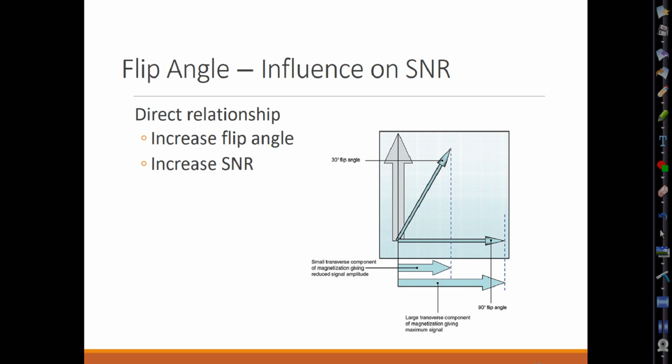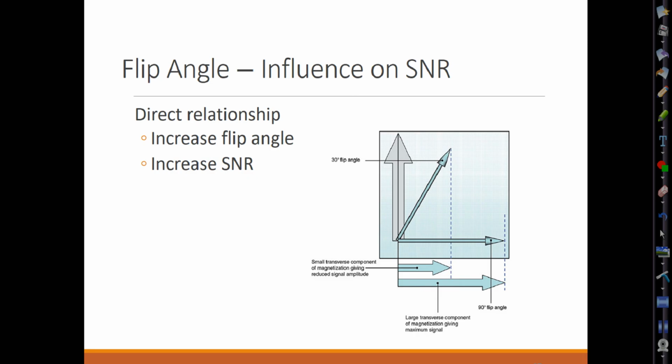All right, flip angle. Flip angle is going to be a direct relationship. So as we increase our flip angle, we're going to increase our signal to noise ratio. So we have two flip angles on the screen here. We have this oblique vector, and remember, an oblique vector can be divided into two orthogonal vectors. And since we only have a 30-degree flip angle, our net magnetic vector that gets flipped into the transverse axis is going to be shorter than our 90-degree flip angle, which is going to flip the entire net magnetic vector.